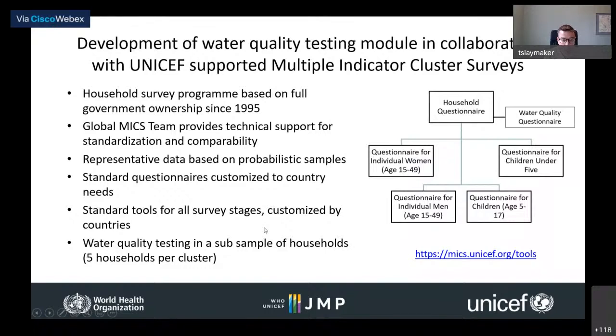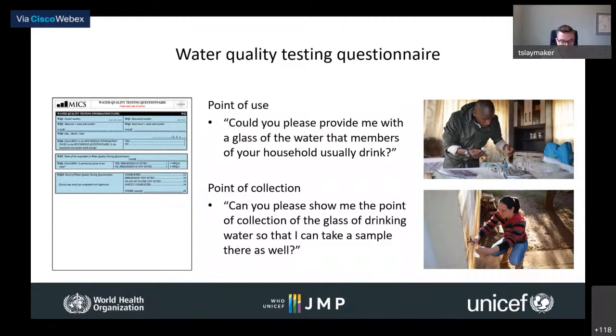And so we've developed a full package of support on water quality testing, which is done in a subsample of households. There are a range of tools available for the procurement of materials. There's a manual on water quality testing, a questionnaire, a training package, and we also have a pool of consultants who are available to provide support on demand to individual countries that are interested in surveys. Next slide, please.